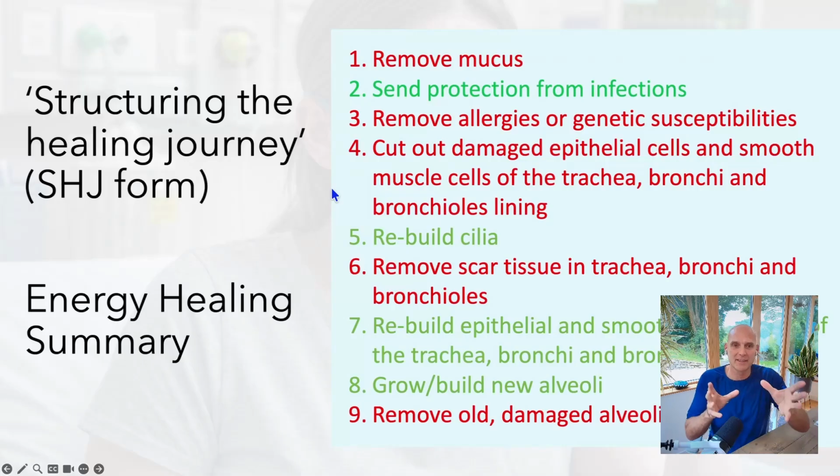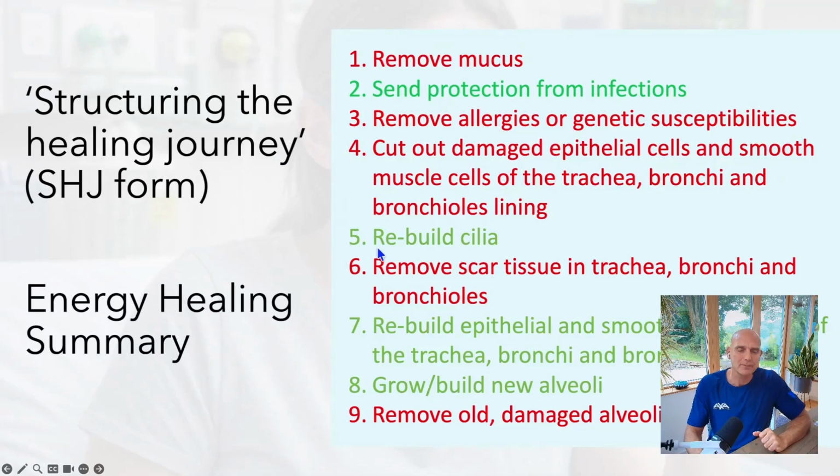So this is an example: sending protection from infections. We only found out that our higher minds did this afterwards, and I'm going to go through all this and give you a clear picture. Sending protection from infections is something our higher minds did, because we don't want the healing partner to suffer from infections while we're giving the healing. Severe asthma is renowned for getting chest infections very frequently. So that was part of the energy healing: we were sending protection from infections.